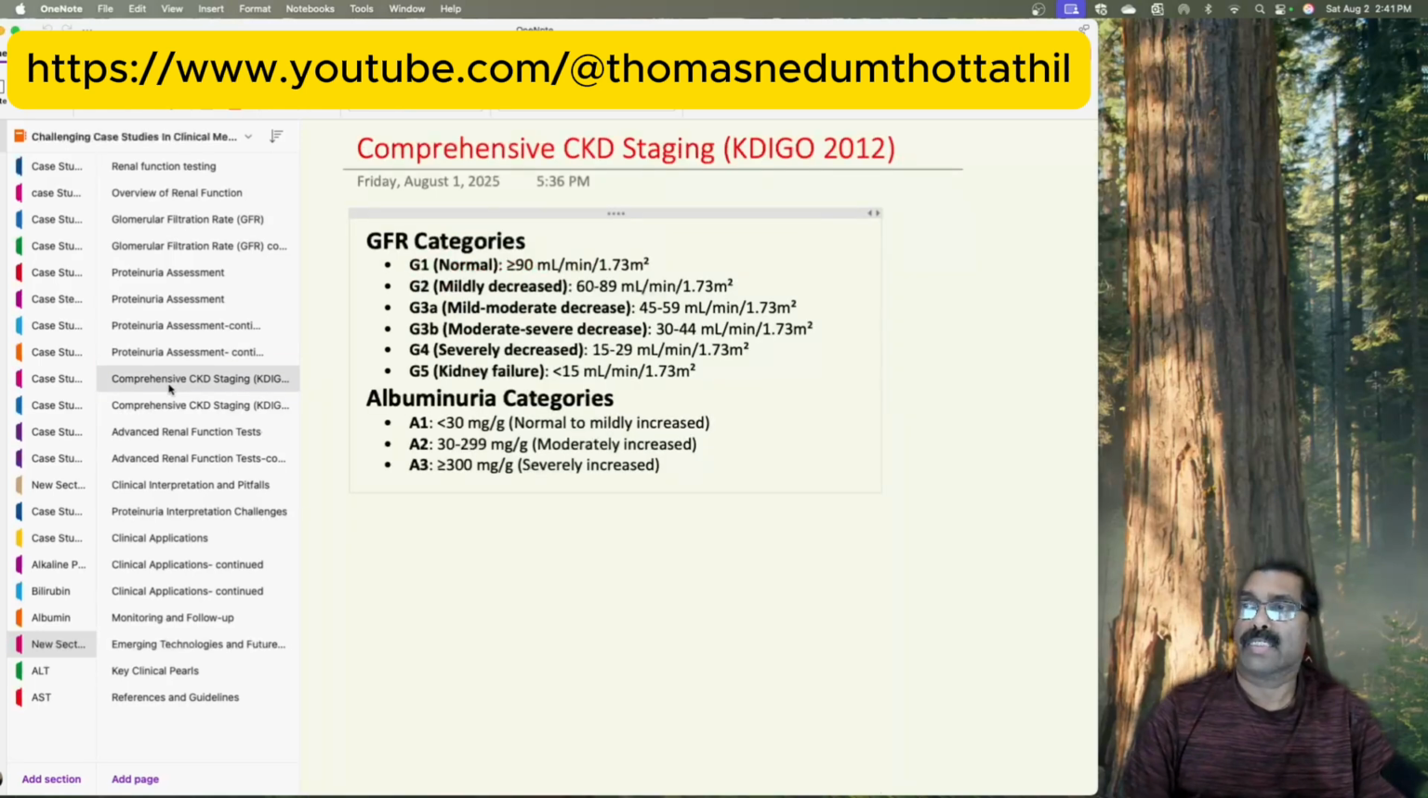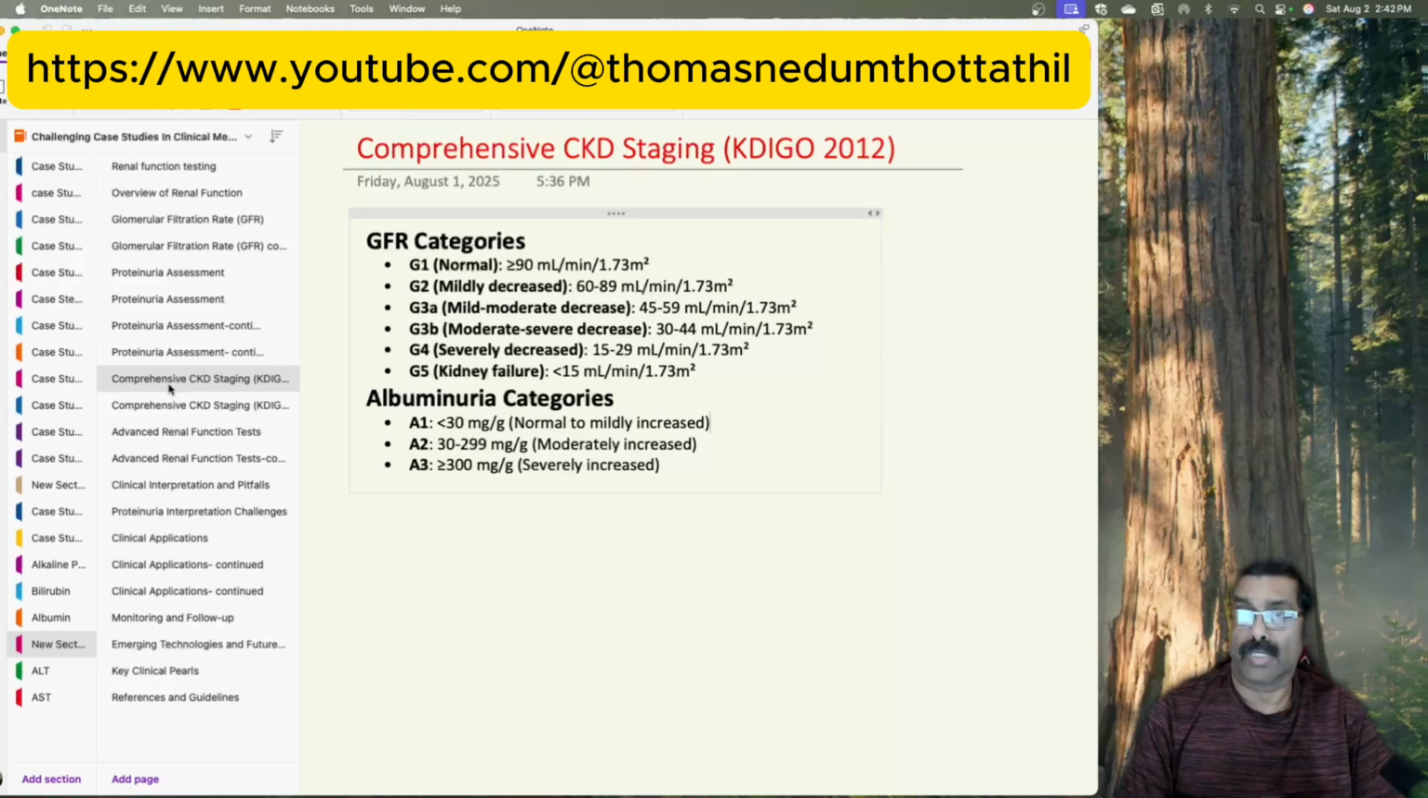Comprehensive CKD staging. GFR categories G1 through G5. G1 is normal and GFR is more than or equal to 90. G2 mildly decreased with a GFR of 60 to 89 ml per minute per 1.73 meter square body surface area. G3A mild to moderate decrease and represents 45 to 59.